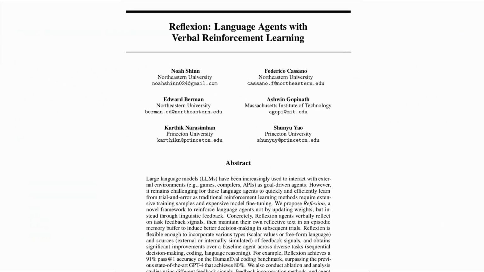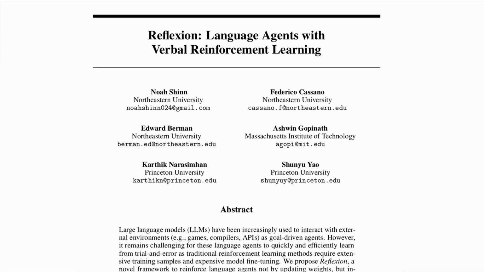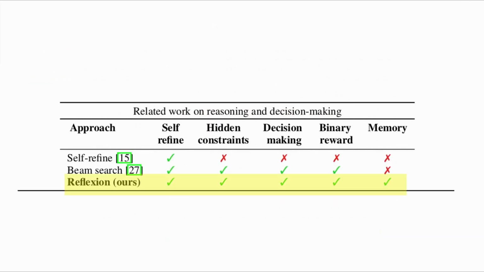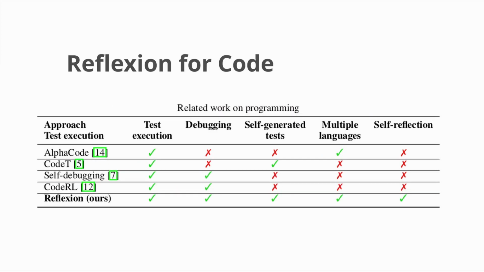You can see an instance of it in this new framework, Reflexion: Language Agents with Verbal Reinforcement Learning by Shinn et al. in 2023. The authors showed that using linguistic feedback and asking the model to self-refine itself is more effective than the traditional reinforcement learning method, for example, by updating weights. As you see, the new reflection method outperformed previous refinement methods on reasoning and decision-making as well as code generation.